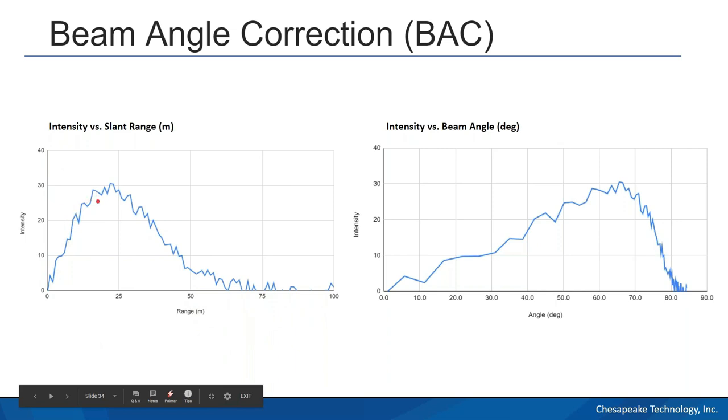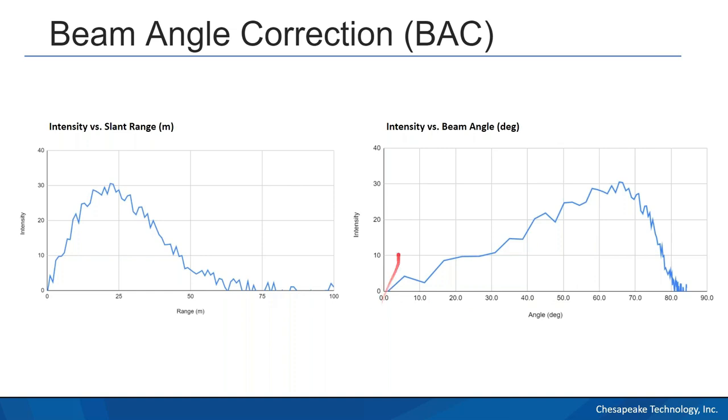Now, if I take this data and I plot it instead as angle, where zero is directly below the transducer, and this is where we're spreading out, where 90 degrees would be horizontal. So here's the data getting further and further out. What you'll notice is that most of the data is out here in the 60 to 80 degrees area for Sidescan. That's where most of our data is.